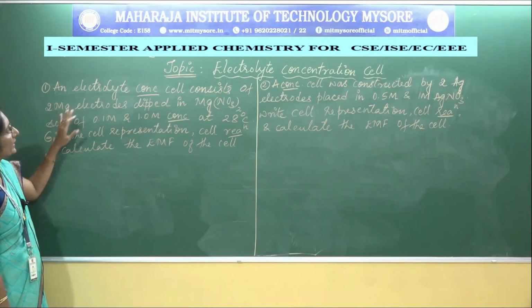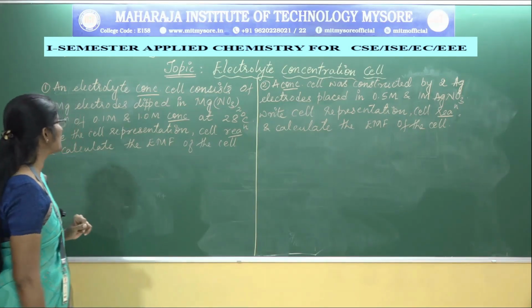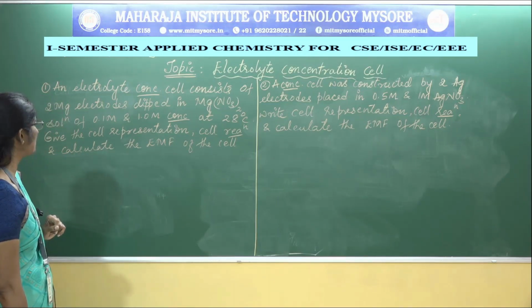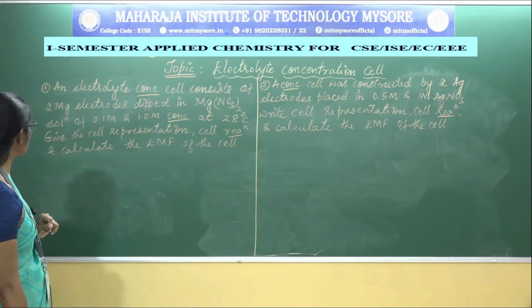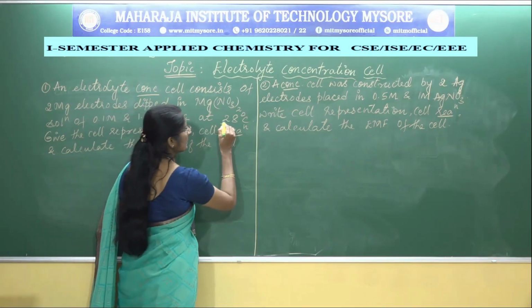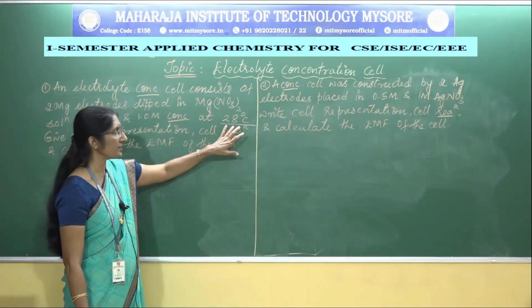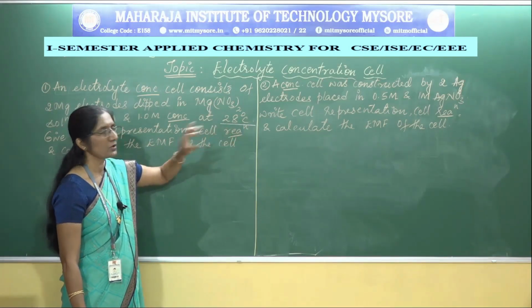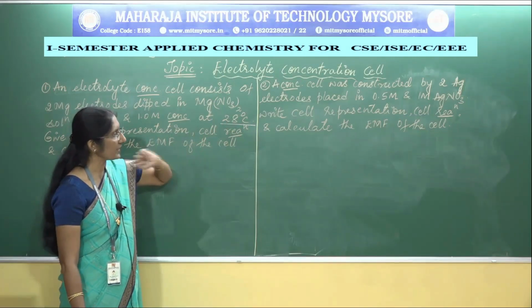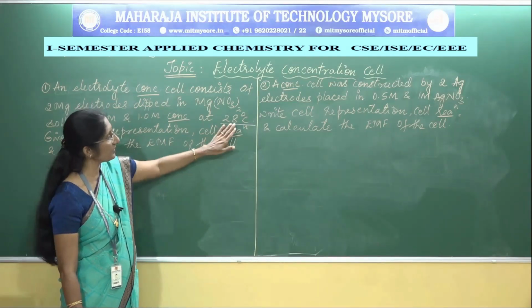So first problem: an electrolyte concentration cell consists of two magnesium electrodes dipped in magnesium nitrate solutions of 0.1 molar and 1.0 molar concentration at 298 degrees centigrade. Give the cell representation, cell reaction and calculate the EMF of the cell. Observe that here the temperature is 28 degrees centigrade, underline that. Convert this to Kelvin scale, that means 273 plus 28, it is not equal to 298, so therefore underline this.